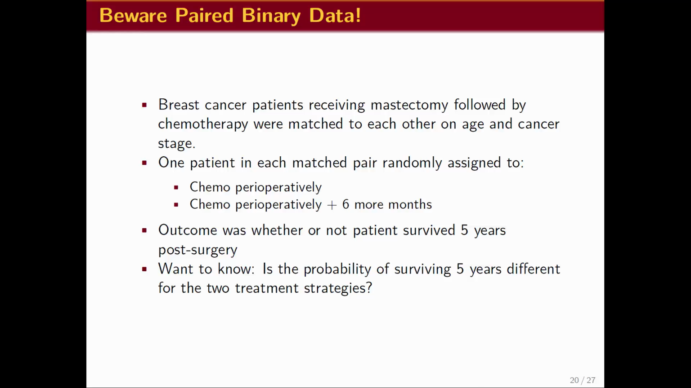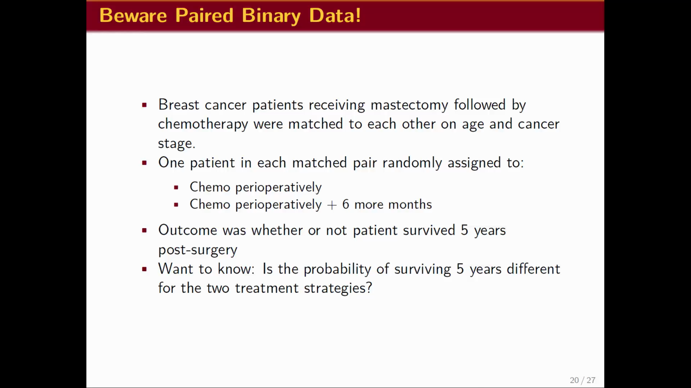instead of just randomizing half the people to one intervention and half to the other, this study actually matched people before doing the randomization. So it said, okay, we're going to find pairs of people who are very similar to each other in terms of their age and cancer stage. We're going to form those pairs, and then within each pair, we're going to randomize one person to get the first treatment and one person to get the second treatment, right?